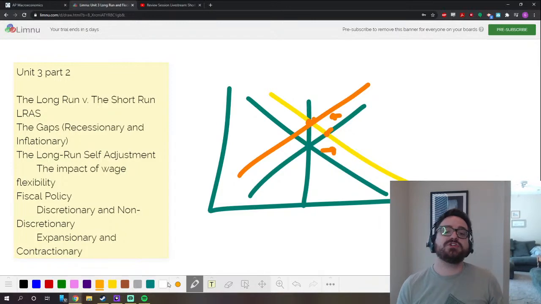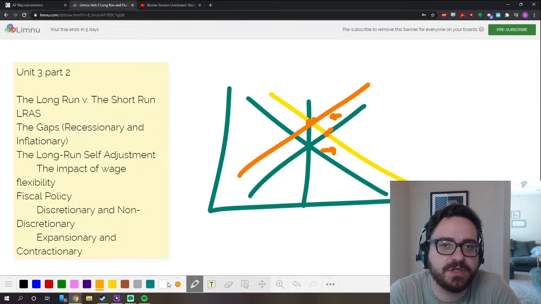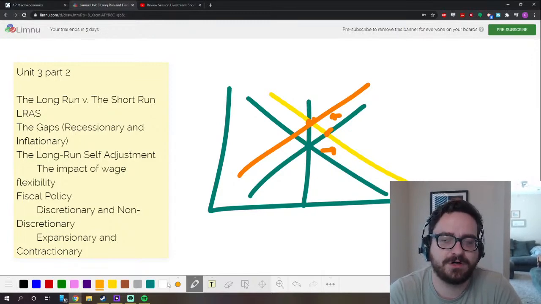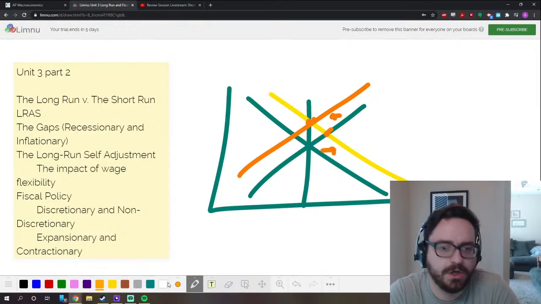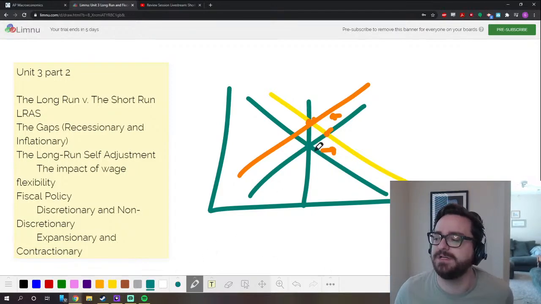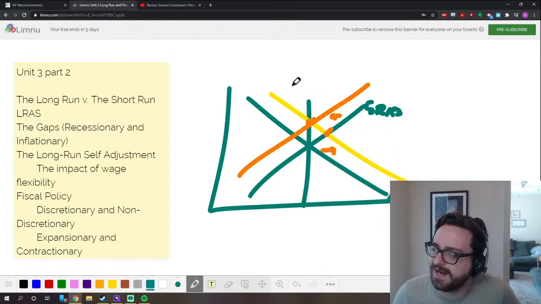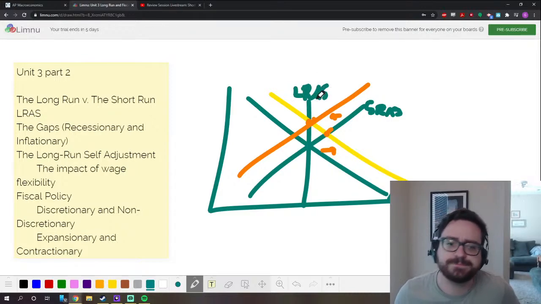So wages are your key to the long-run self-adjustment. The fact that wages can change in the long run is kind of what determines how this works. It's the only thing that lets this even happen, is the fact that the long run is defined by its ability to change wages and input prices. So, all right, input prices go up in this situation, the price level went up in that initial shift, so businesses can't produce as much and supply drops, which gets us back to long-run equilibrium. Stop right there, problem solved.